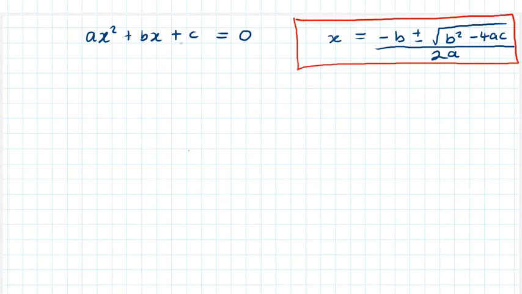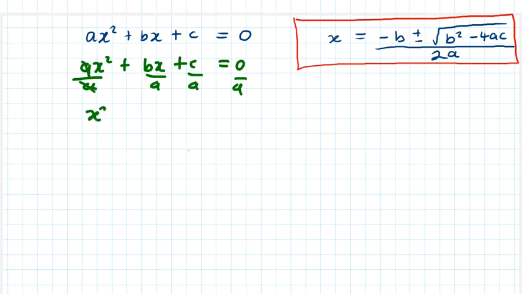So the way we do it is first, when we are completing the square, for the term x squared, if it has a coefficient, we have to remove it. So let's remove the coefficient of x squared, which is a. We divide everything by a, so our final result will be x squared plus b over a x plus c over a equals 0.